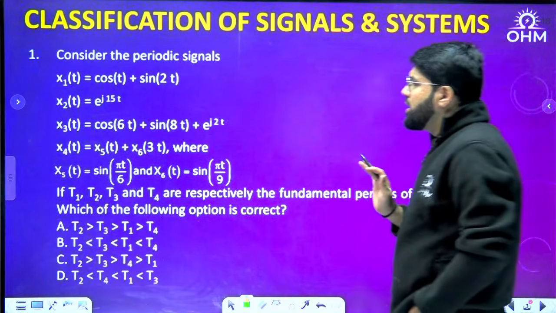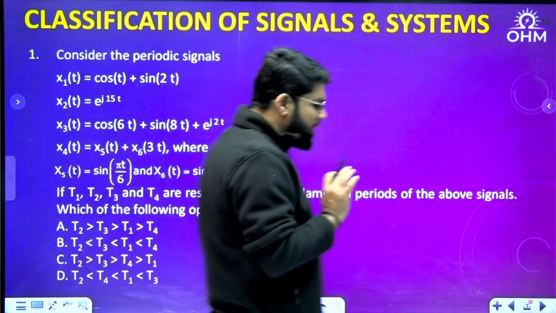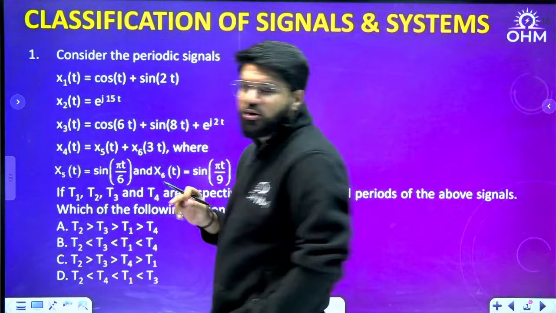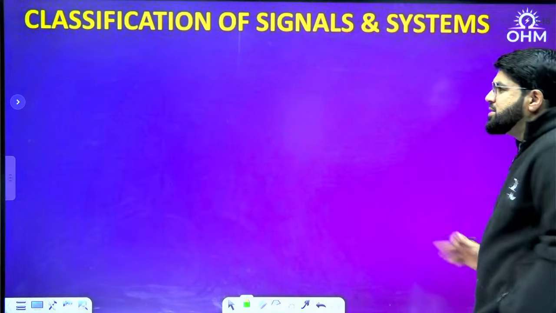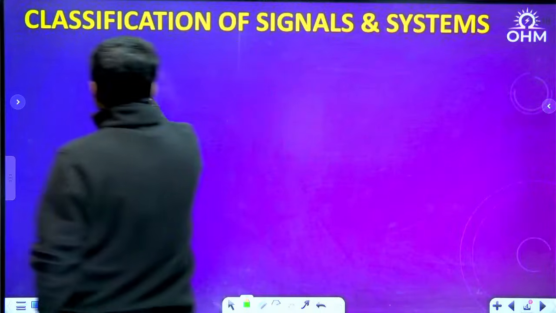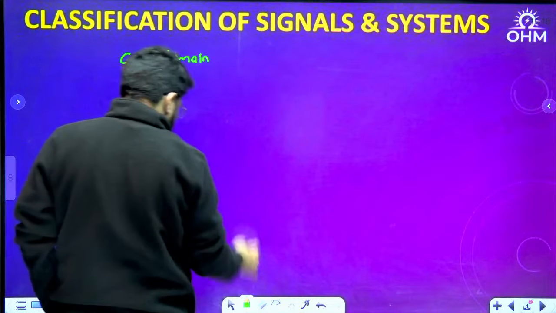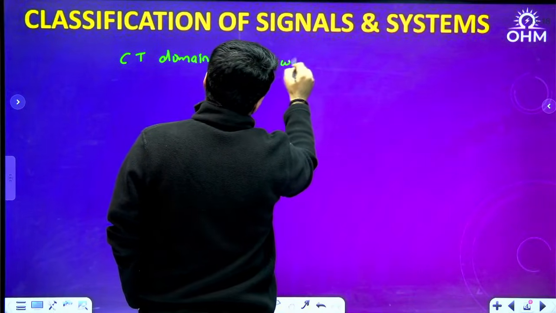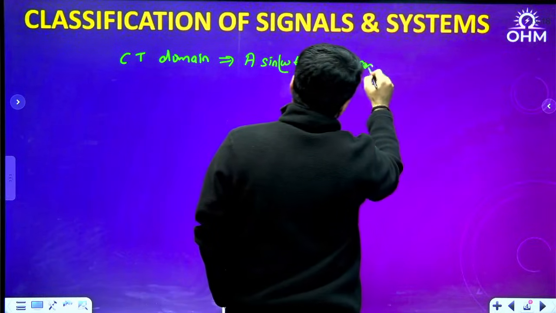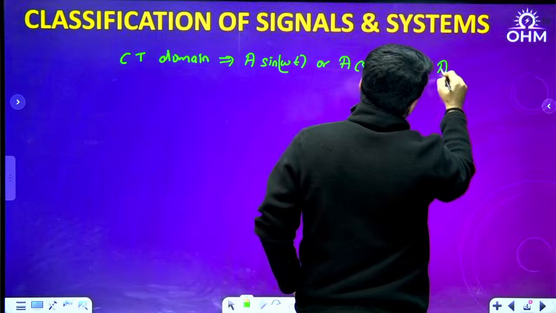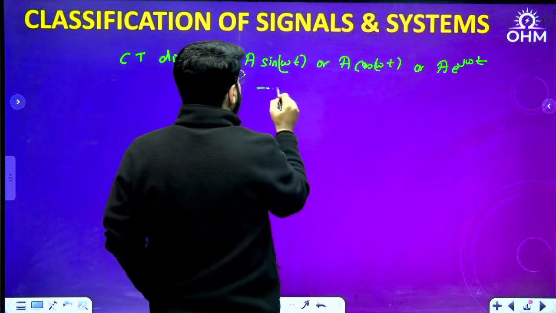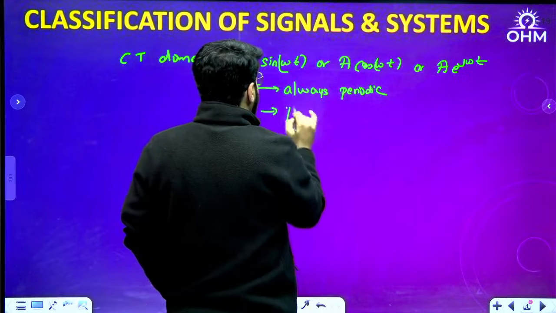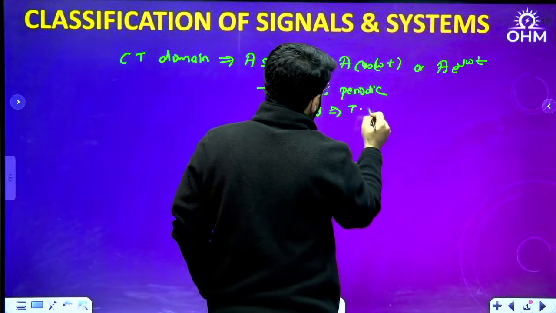Now, first of all, the CT domain. Whenever you are in the CT domain, the sinusoidal signals A sin omega t and A cos omega t, as well as the complex exponential signal e^(j omega t), are always periodic. In the DT domain there is a difference, which we are going to take up as well, but in the CT domain they are always periodic, having the fundamental period of 2 pi by omega.